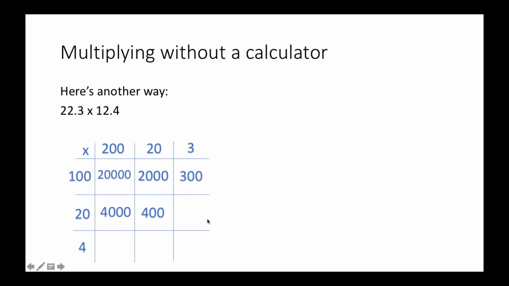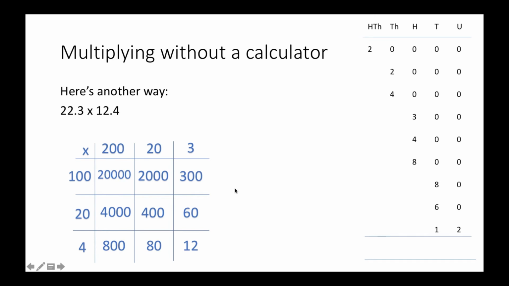20 times 3, well, that's 60, we should know that. 4 times 200, okay, well, 4 times 2 is 8, plus 2 zeros. 4 times 20, 80, and 4 times 3 is 12. So now the problem is adding all of these together.